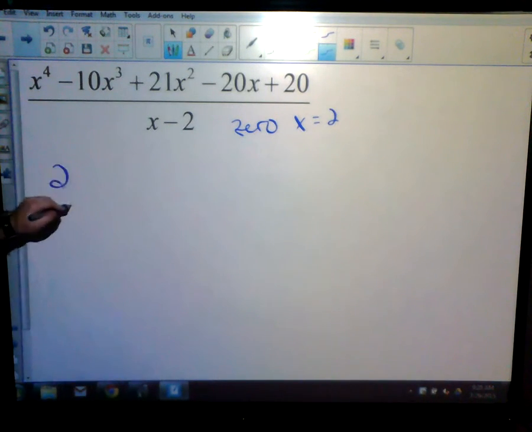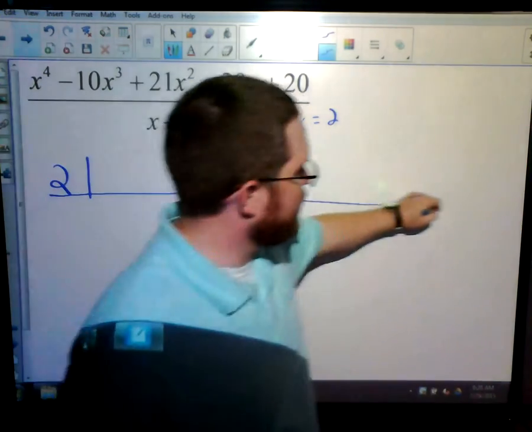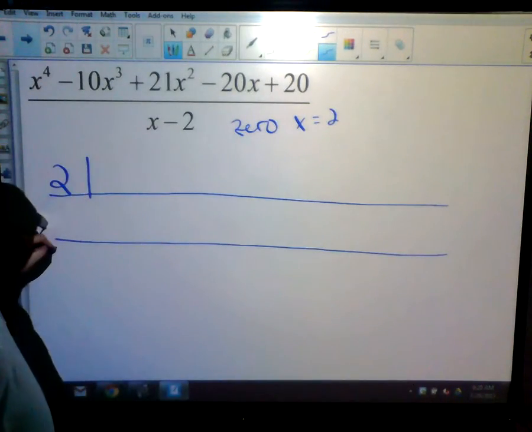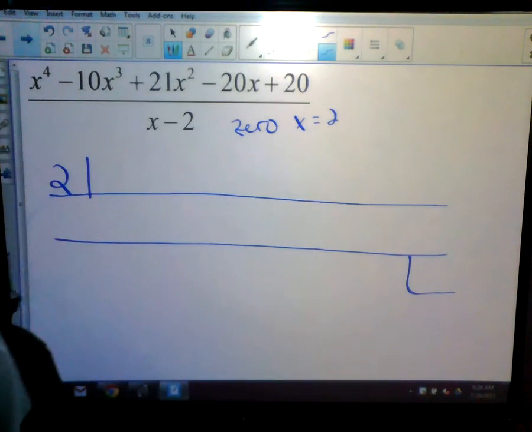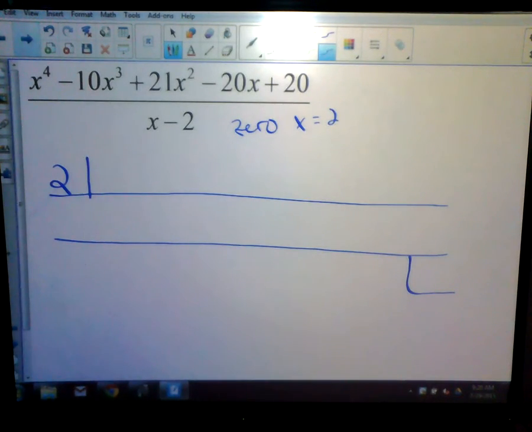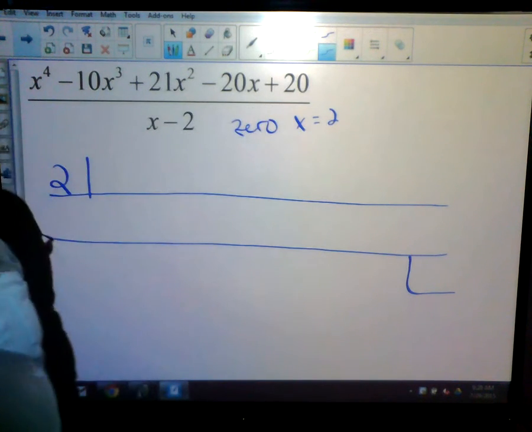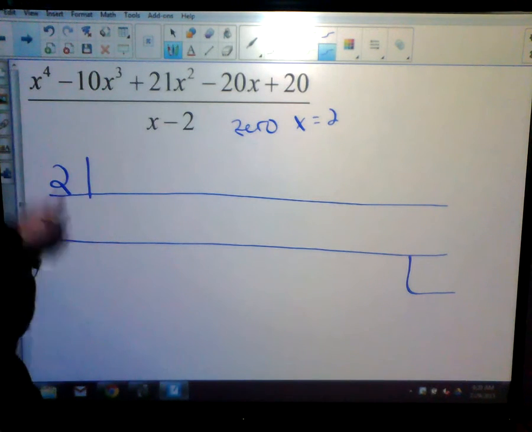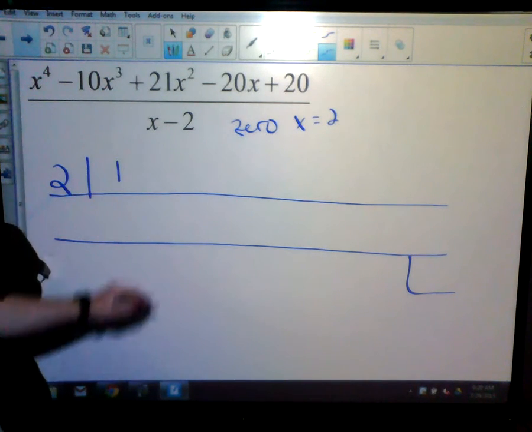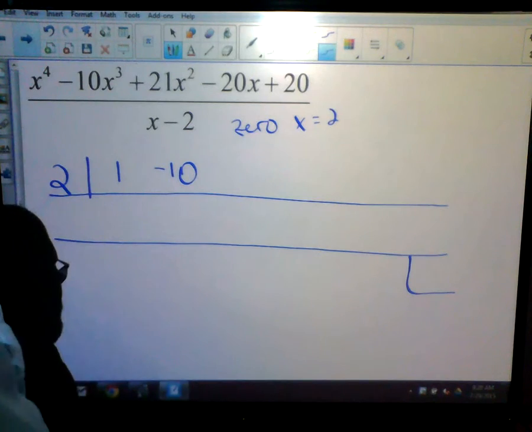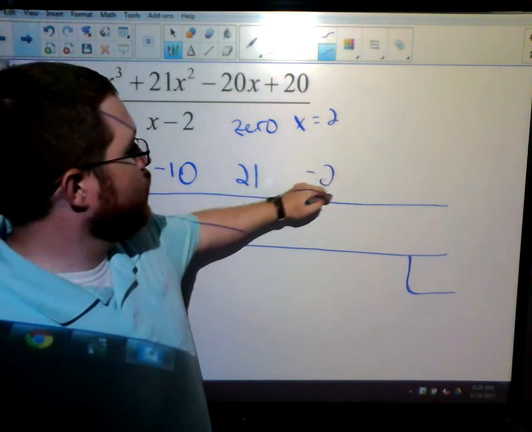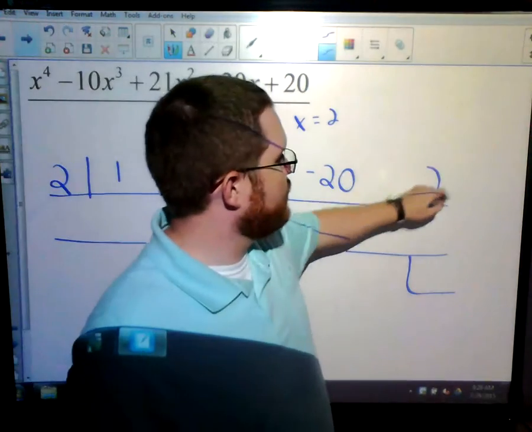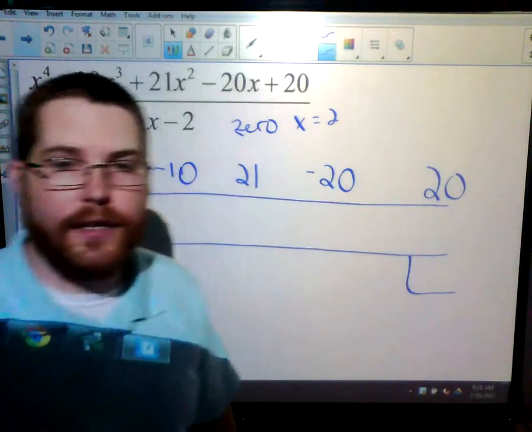So I'm going to put a 2 here, and I'm going to draw some lines like this and like this. And I'm going to put a little box in this corner. That's what synthetic division looks like. It's got those two lines and a little box in the corner. Now, I'm not going to write this entire thing. I'm just going to write the numbers that go with it. 1x to the fourth, negative 10x to the third, positive 21x squared, minus 20x, and positive 20, regular number, over top of that little box.